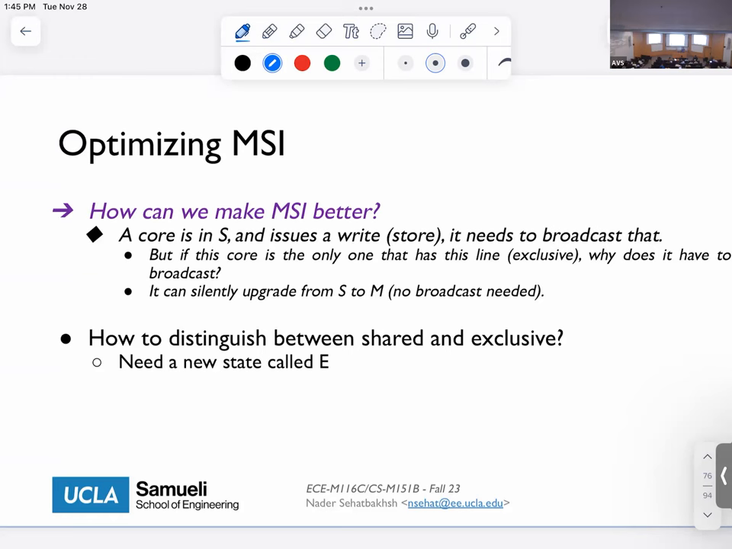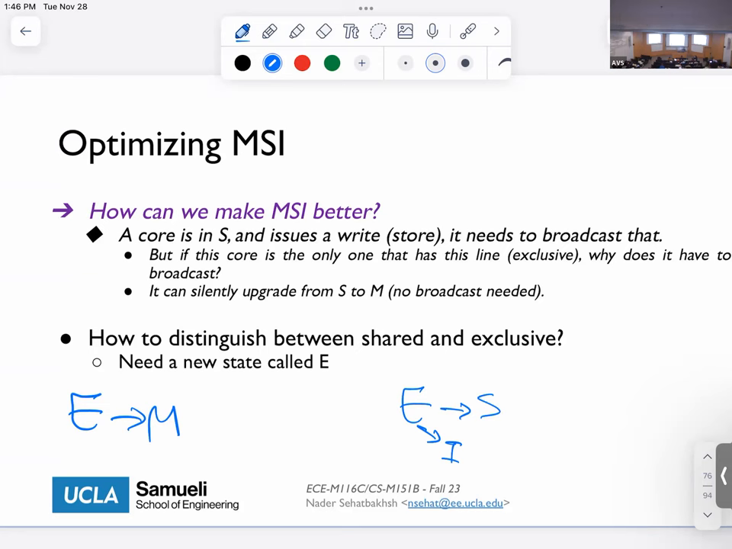Then if that same core wants to keep reading and writing, instead of telling everyone anything about that, as long as I'm an exclusive one, I don't need to tell anyone anything. So I'm saving a lot of bandwidth in terms of broadcast. I stay in E and do everything I want. And more importantly, if I want to write anything, I can silently go from E to M, again without broadcasting, because I'm guaranteed that I'm the only one who has this data. I only go from E to S if someone else wants to read this data or someone else wants to write to this data. If someone wants to write to this data from E, I go to I. If someone wants to read this data, I go from E to S. And that's when I'm gonna broadcast.